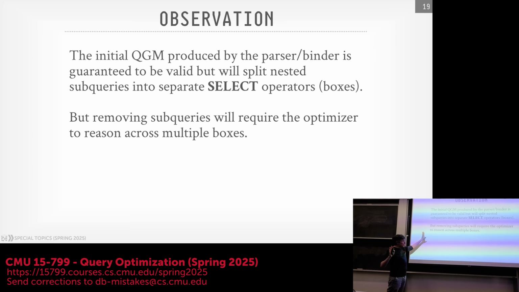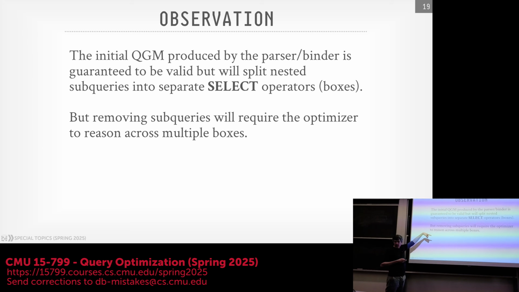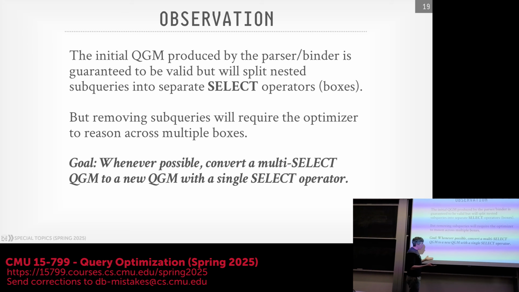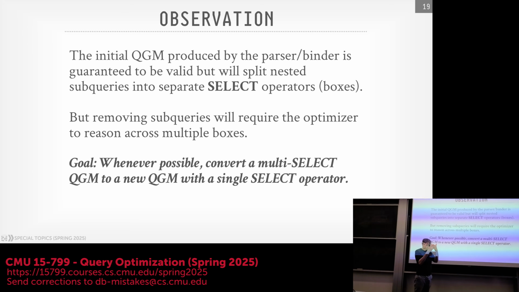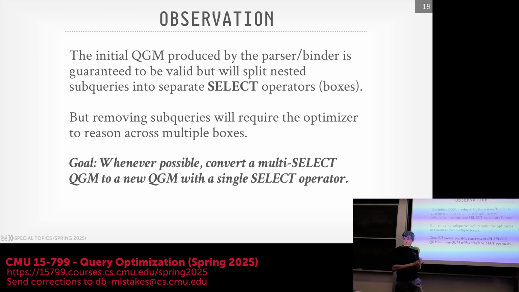Okay. But basically, what I'm trying to say is they want to get rid of all the nested queries before they get to the plan-based optimization. So what they're going to try to do is take a query graph model and find any query graph model that has multiple select boxes, and try to merge them together so that you have a single select box. So now you can reason about that box without looking at other boxes. Now you can do all the join order stuff and enumeration and all the predicate pushdown and all the optimizations we talked about before within the single box, because they can't do it across multiple boxes.